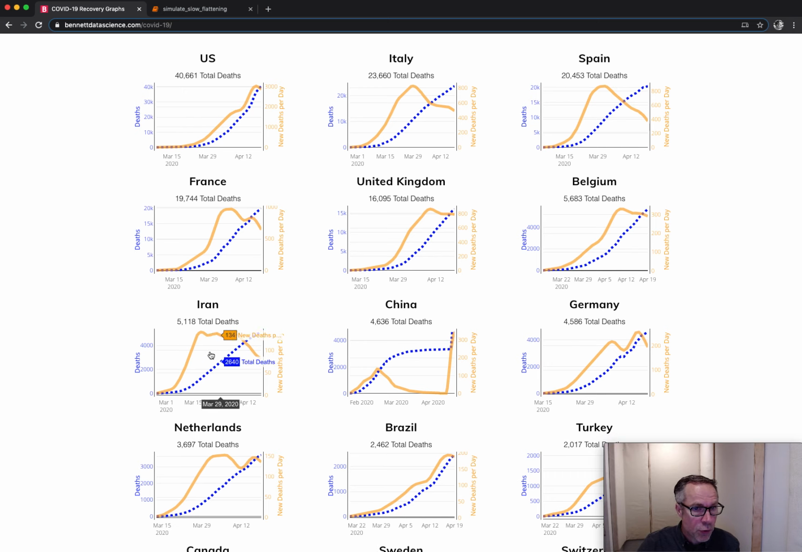Imagine trying to forecast in Iran where we see a peak here of 141 new deaths per day, and then it drops, and then we think maybe it's going to keep dropping, and then it goes back up, and then down, and then back up again.